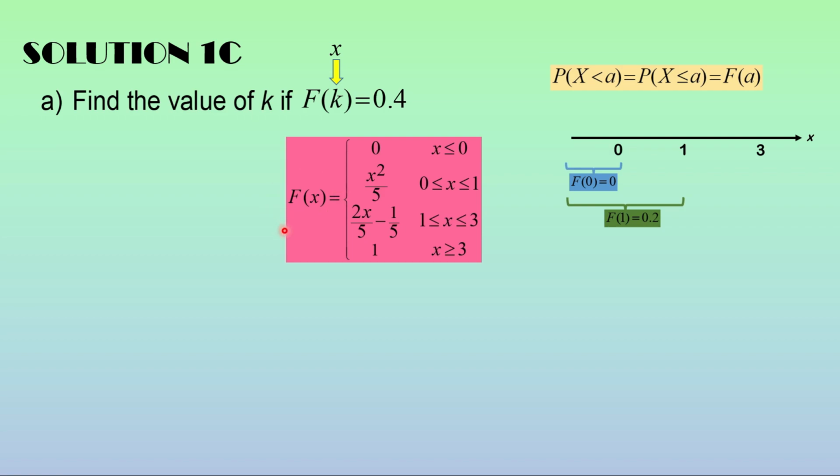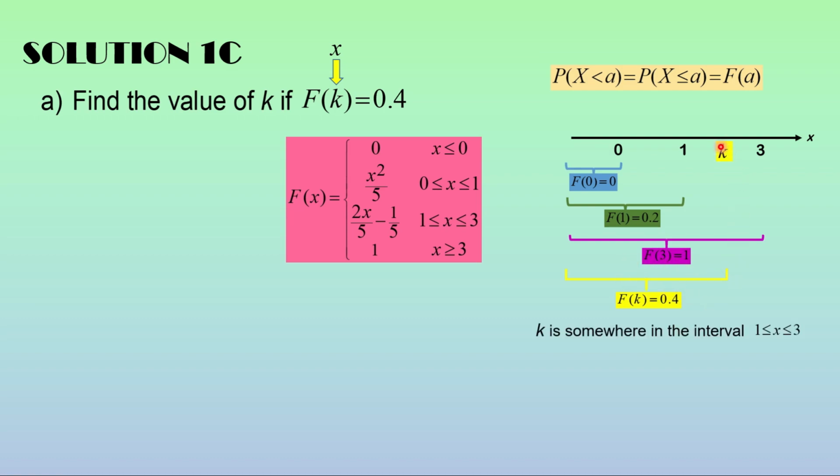Now, let's check F of 3, or probability x less or equals to 3. So from the cumulative distribution function, we know that F of 3 is equals to 1. If F of 1 is equals to 0.2 and F of 3 is equals to 1, therefore F of k, or probability x less or equals to k is equals to 0.4, is represented by the yellow diagram, where k is somewhere in the interval 1 to 3.